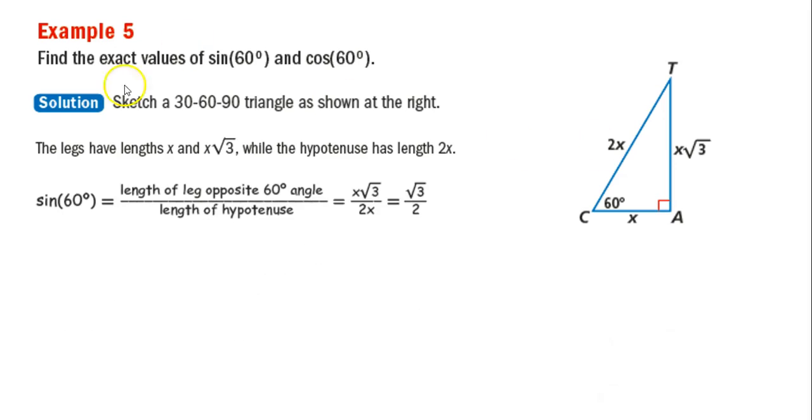The sine is going to be the opposite over the hypotenuse. With respect to this angle 60, the opposite side is x times root 3. The hypotenuse is 2x. So therefore, the sine of 60 is equal to x times root 3 over 2x. These x's cancel out. X divided by x is 1, so they're gone. Therefore, the sine of 60 is equal to root 3 over 2.